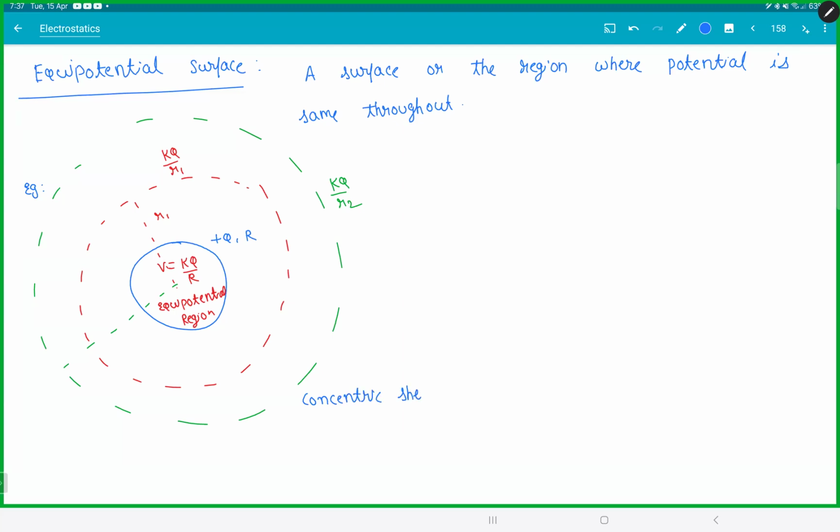So basically, the surface or the region where the potential is same is called an equipotential surface. So for a hollow shell or a solid sphere, even for a point charge, the concentric shells are equipotential. Suppose I take an infinite line charge, so here the equipotential surfaces will be cylinders. So this entire cylinder will have the same potential. So here all the coaxial cylinders are equipotential.